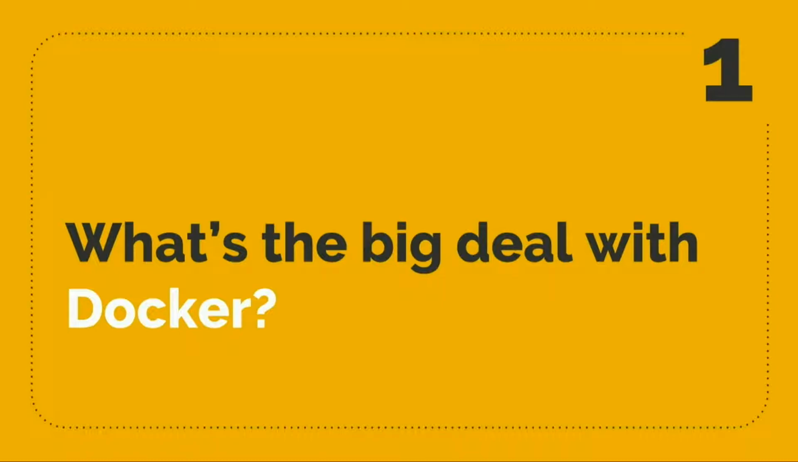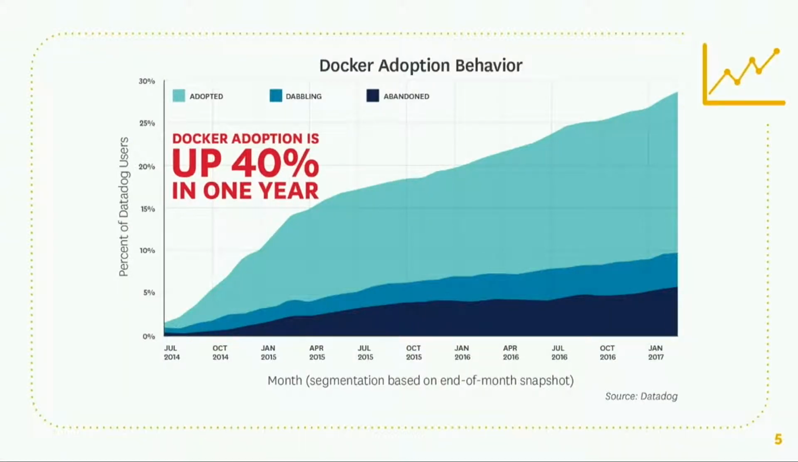So Docker has really taken off in the last 3 or 4 years. And it's interesting, this data is over a year old now, so this is from Datadog, and they do a lot of monitoring for servers, and so they look at Docker adoption. They saw it go up 40% between 2016 and 2017, which is a really big jump.